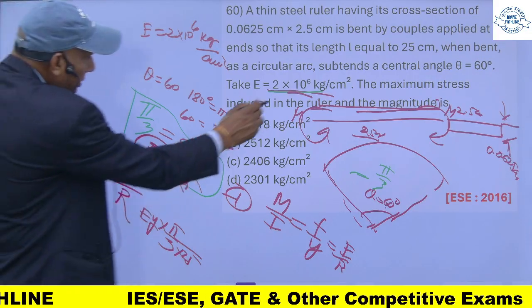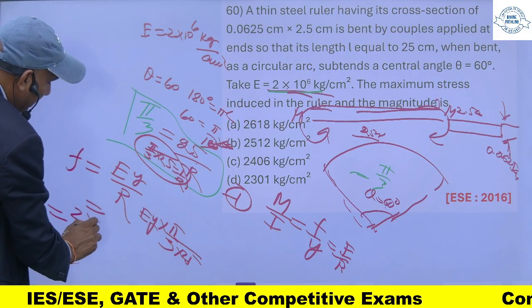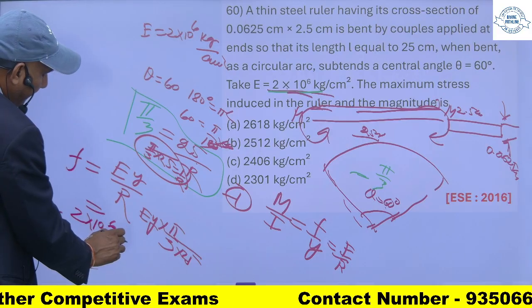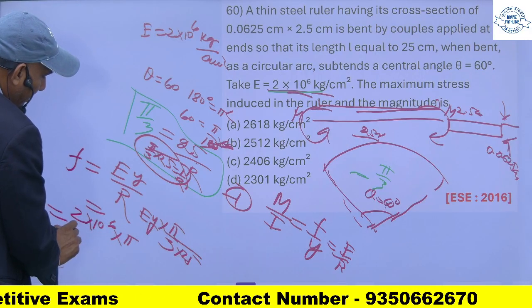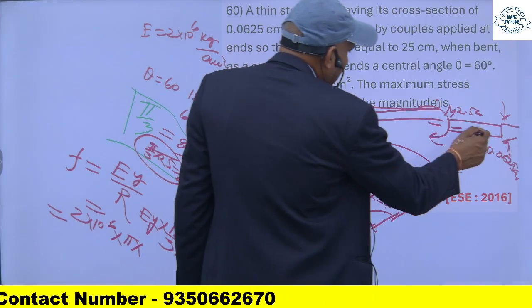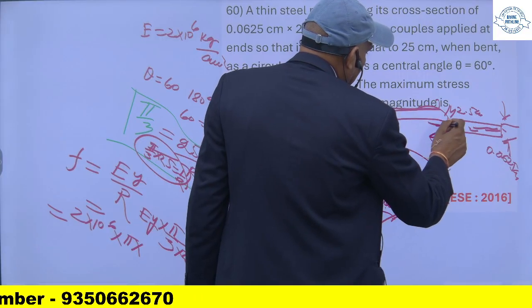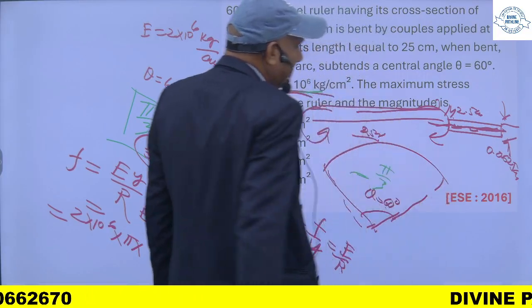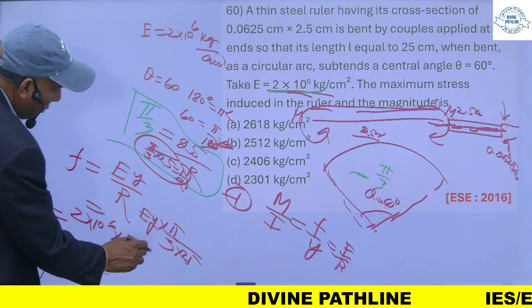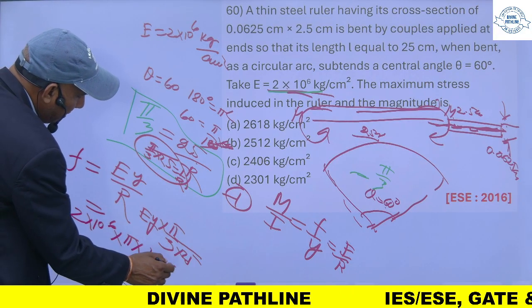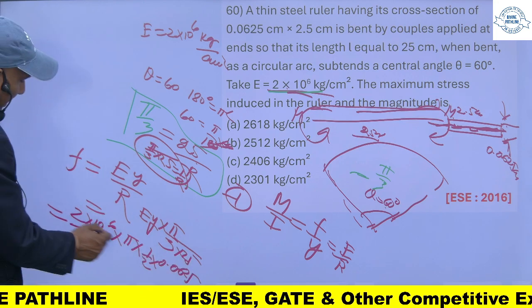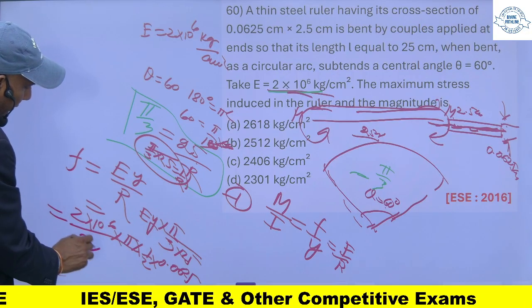E is equal to how much? 2 into 10 raised to the power 6, into pi, into Y. Y will be the distance from the neutral axis. So this ruler will bend like this. So the neutral axis depth will be half of the thickness. So half of this. So Y will be 1 by 2 times 0.0625, divided by 3 into 25.